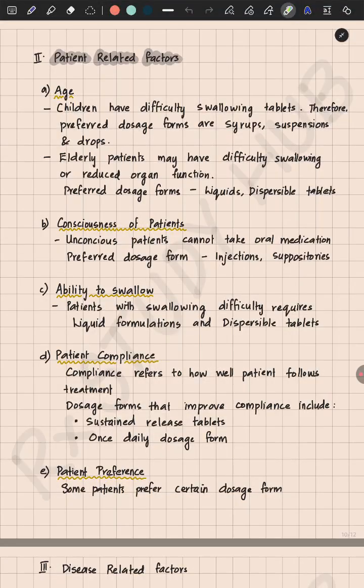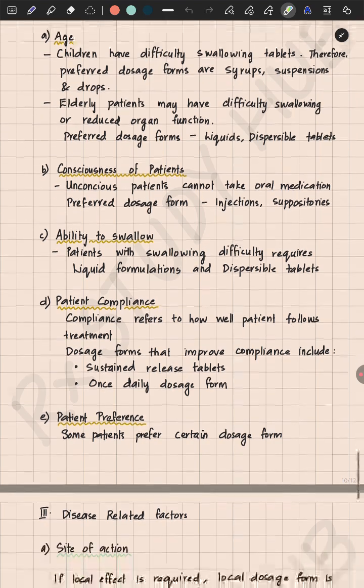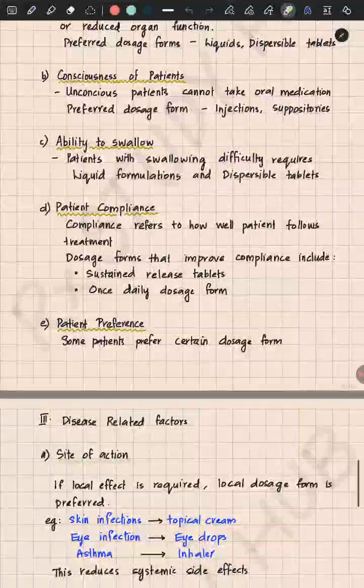The clinical condition of the patient also matters. If a patient is unconscious or vomiting, oral administration is not suitable and parenteral routes may be required. The required onset of action is another important factor. In emergency situations, injections are preferred because they act rapidly, whereas in chronic conditions, sustained release formulations may be used to maintain steady drug levels. In addition to these, factors like convenience, patient compliance, cost, and availability also influence the selection of the dosage form.